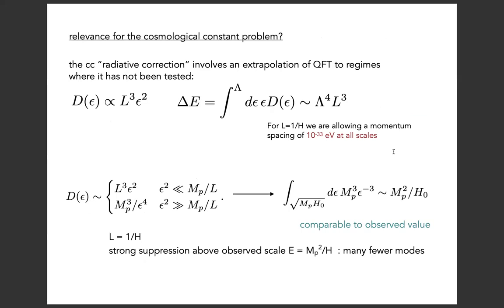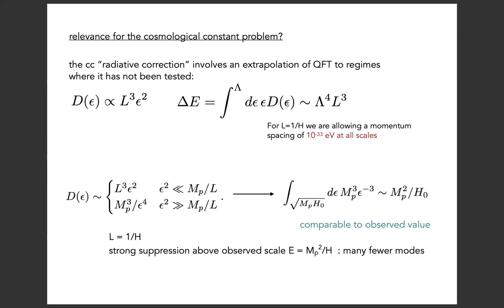CKN originally said, well, maybe this is relevant for the CC problem. As someone already pointed out, the UV cutoff in a box of horizon size is at the energy density associated with the vacuum energy. So that trivially cuts off the integral, but that's too strong. We need something a little bit more nuanced.